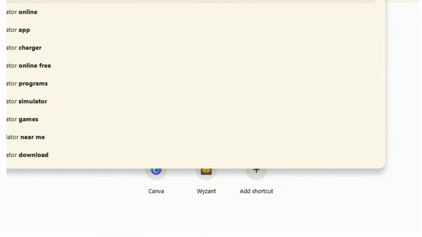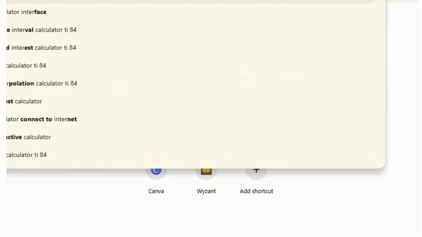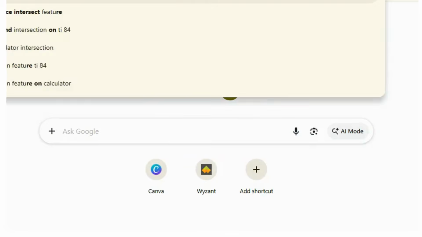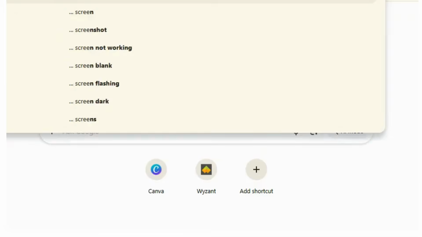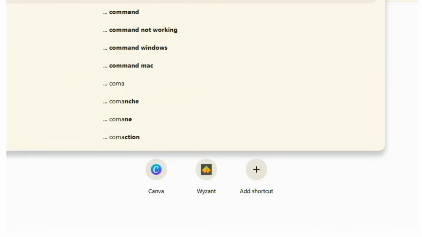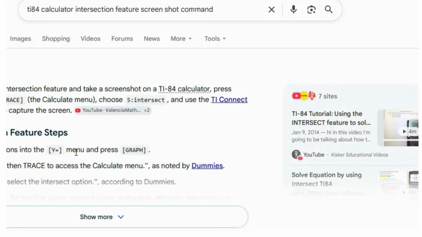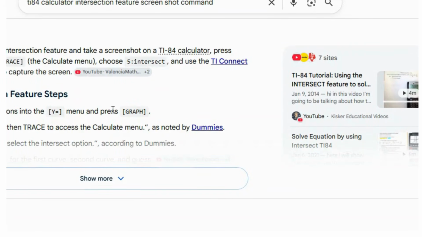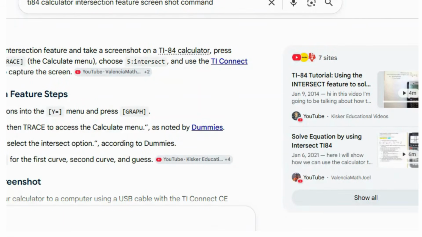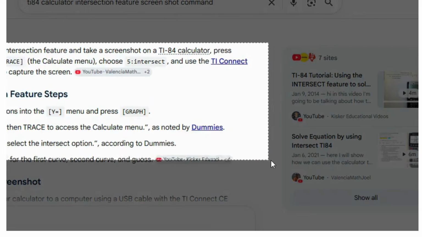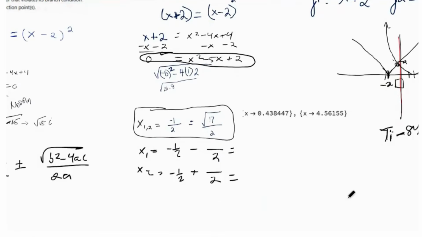Intersection feature. So you go to y equal, hit graph, and then hit second trace, and then the calculate menu. So for the y, you want to show this, right? Square root of 17 divided by 2. Well, what does your calculator give you for root 17?